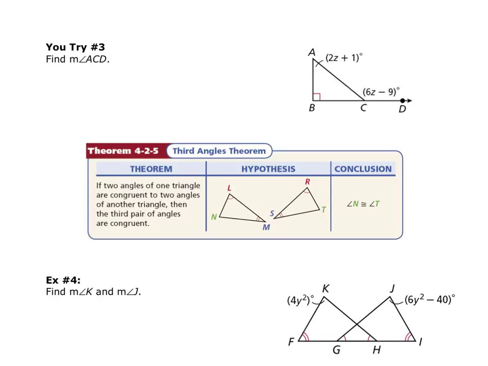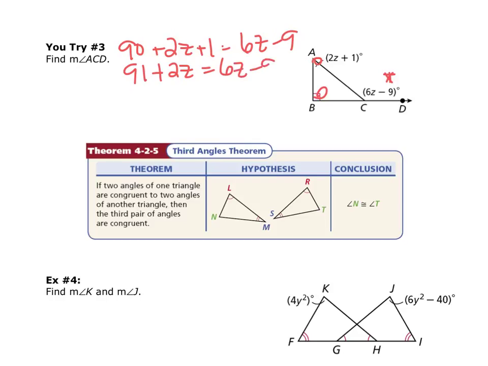Okay, I would set this one up. We're going to do the same thing. We're going to add these two together and set it equal to the outside angle. So I'm going to do 90 plus 2z plus 1 equals 6z minus 9. So I can do 91 plus 2z equals 6z minus 9. So I probably will take away 2z from both sides.